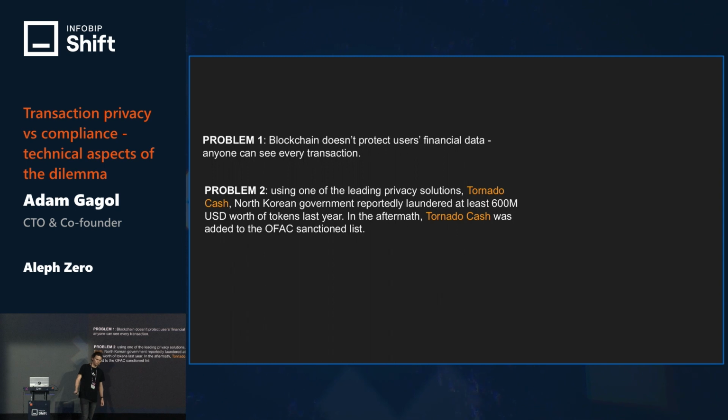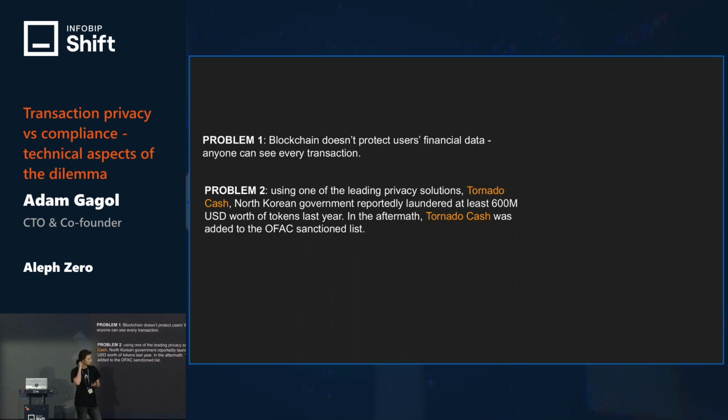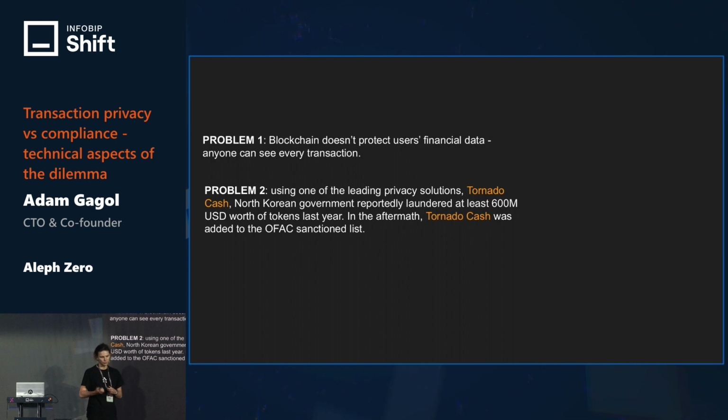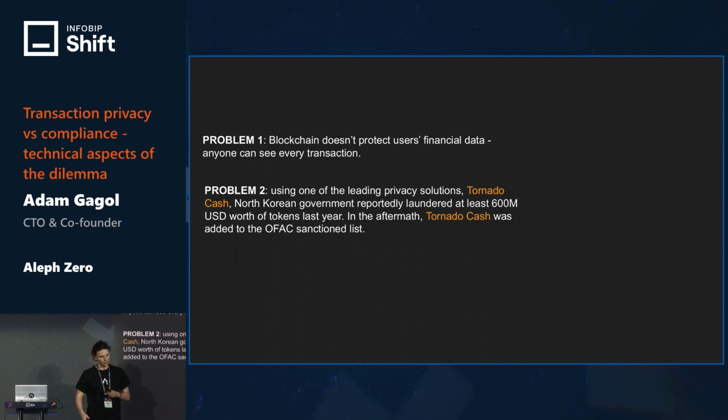There is also a second problem, which is that we do have privacy solutions already, although they are pretty often used for illicit transactions. A famous example is Tornado Cash, which in the last year was used to launder at least $600 million by the Korean government. In the aftermath, it was sanctioned by OFAC, the Office of Foreign Assets, something, I don't remember, sorry. I'm not a lawyer by training.